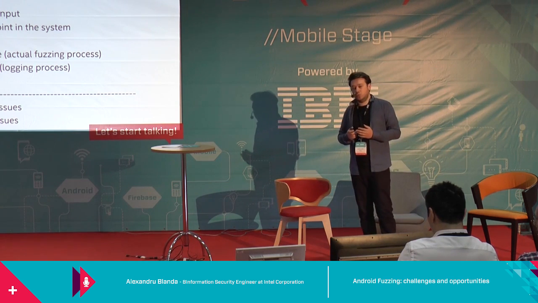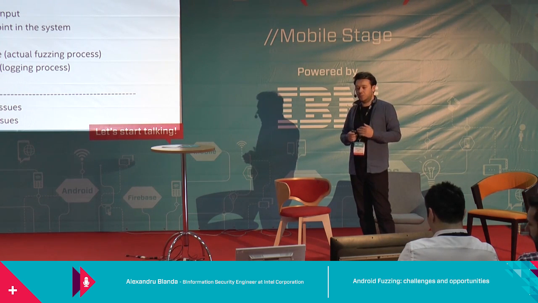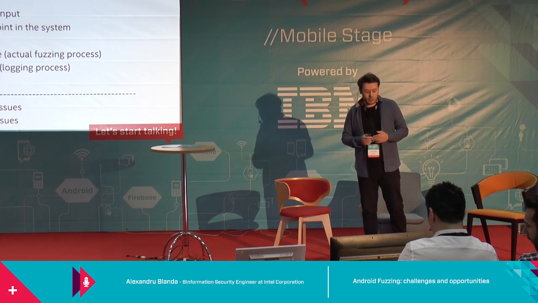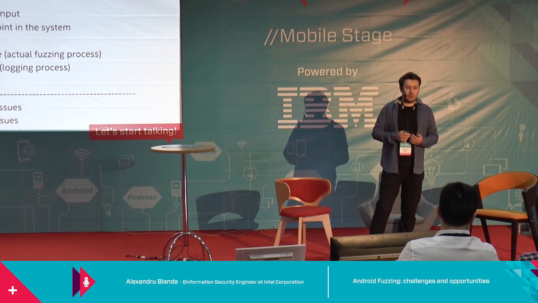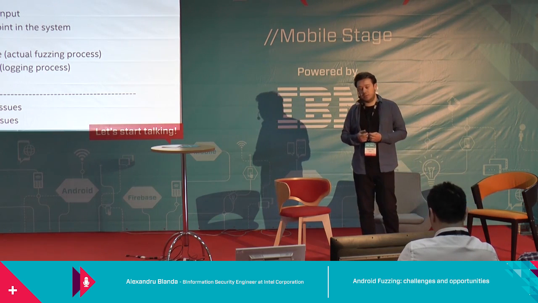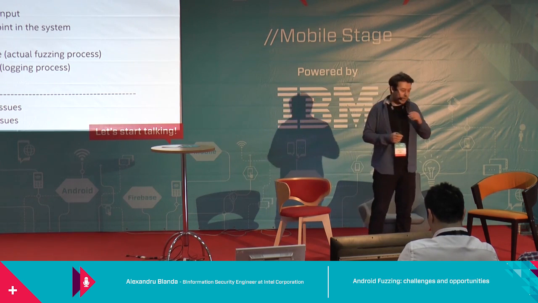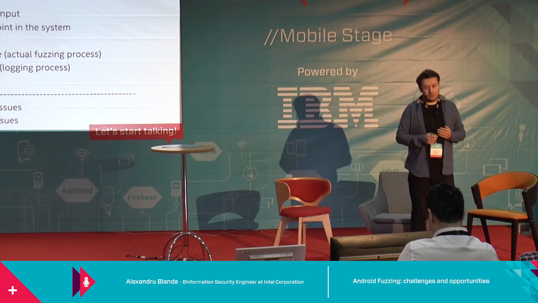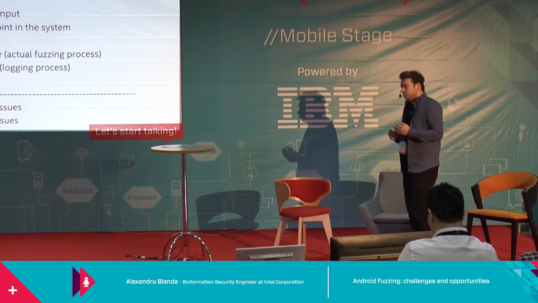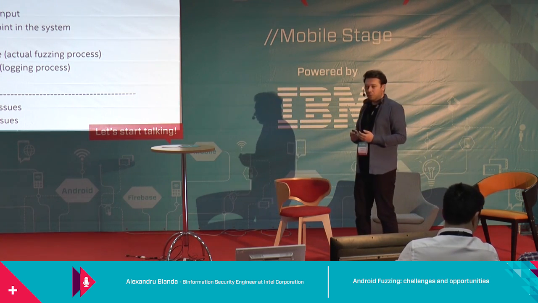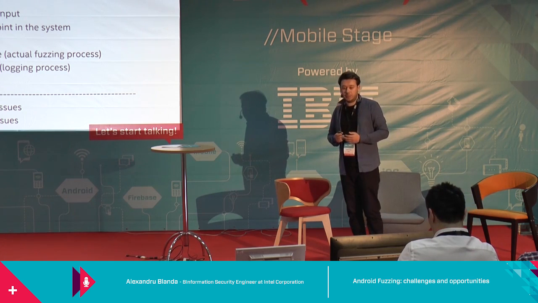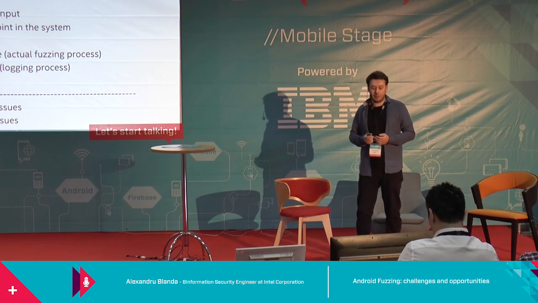First, we need to do a sort of reconnaissance phase, like some research on the target. We need to identify the type of input that the target can receive and what the entry point in the system is. By this I mean how we can actually send that input to the target. After we pass this initial phase, we can try to generate our malformed data or our random input in an automated manner.